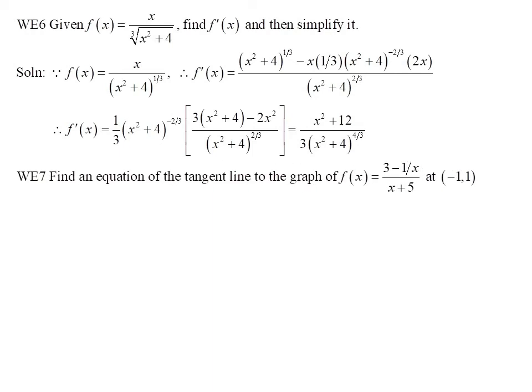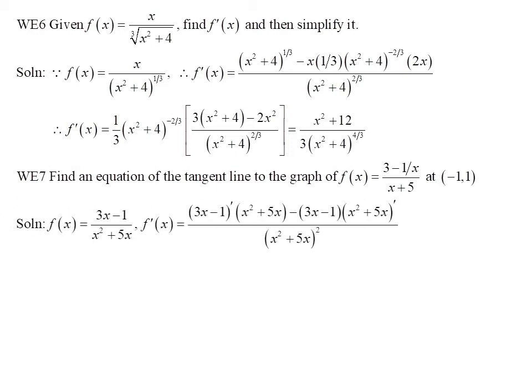Example 7 is to find an equation of the tangent line to the function f of x at the point (-1, 1). The function f of x equals 3 minus the reciprocal of x, or 1 over the sum of x and 5. First, we need to find the derivative function using the quotient rule, and then substitute x by -1 to find the gradient at this point, so that we may find the line equation.